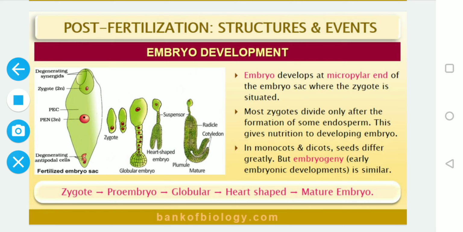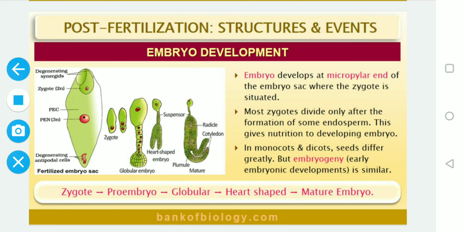You can identify the diagrams. And then it will turn into the heart-shaped stage. Yes, finally the mature embryo. So the embryo develops at the micropylar end of the embryo sac, where the zygote is situated. In the earlier classes we have discussed that the egg is generally present toward the micropylar end, right? There only the embryo development will take place. Got it? I hope you can easily identify the structure.